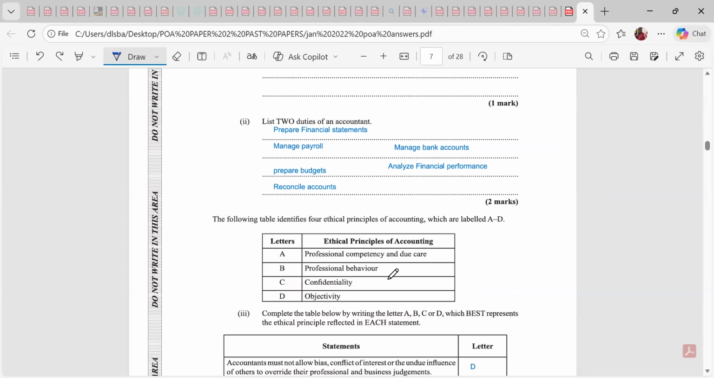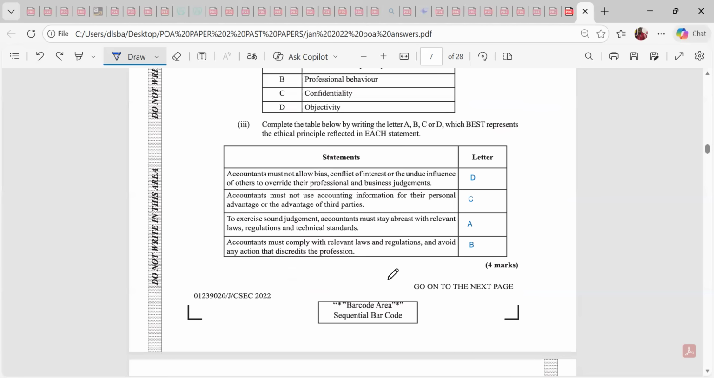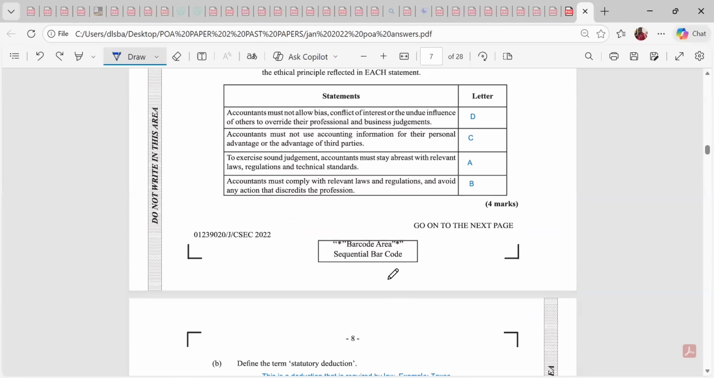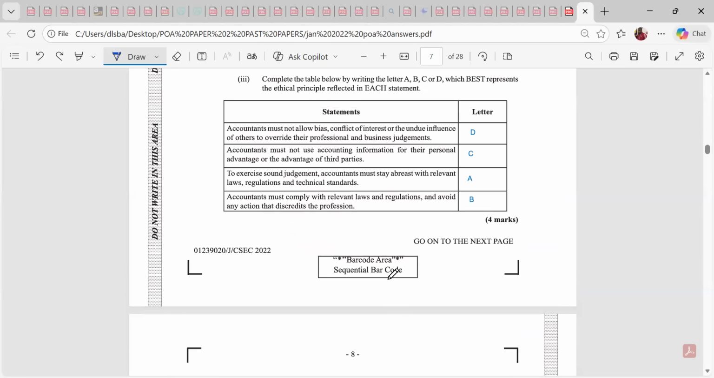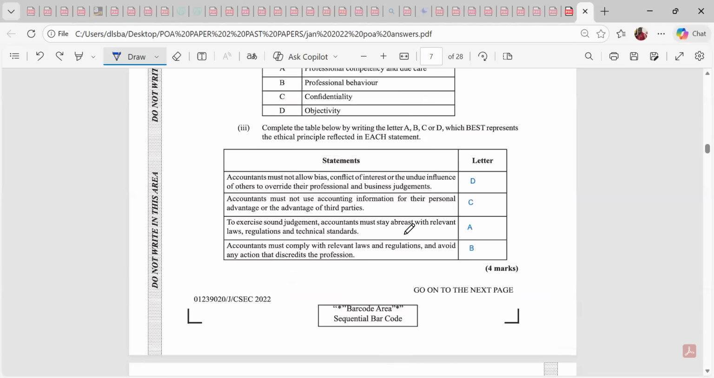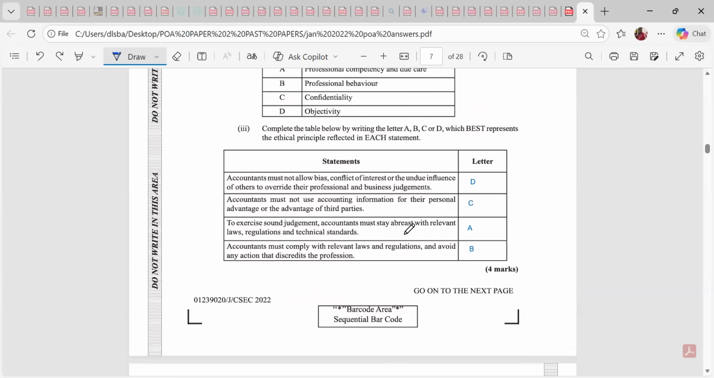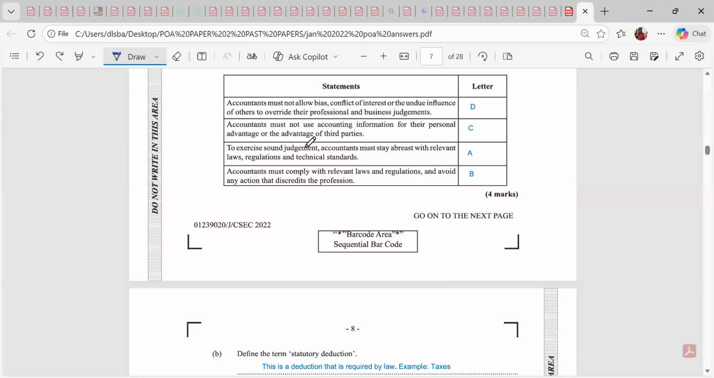Right. So you have to put the letter that corresponds to the ethical principle. The first one: accountants must not allow bias, conflict of interest or undue influence of others to override their professional and business judgments. What ethical principle is that? Not allowing bias to affect the decision making. Nobody knows? That is objectivity.